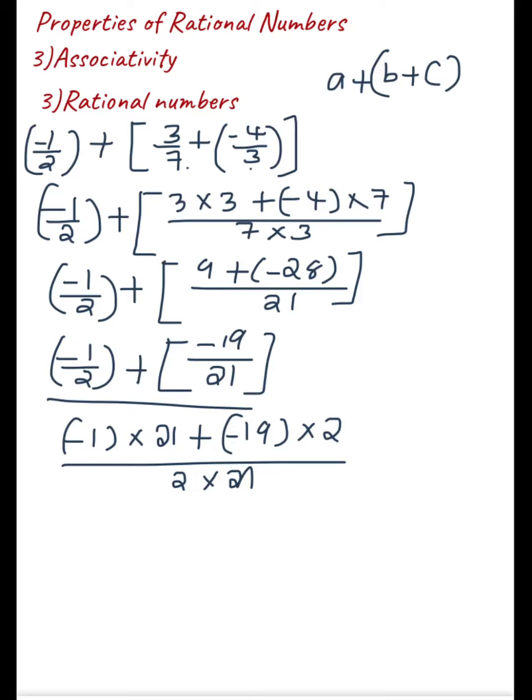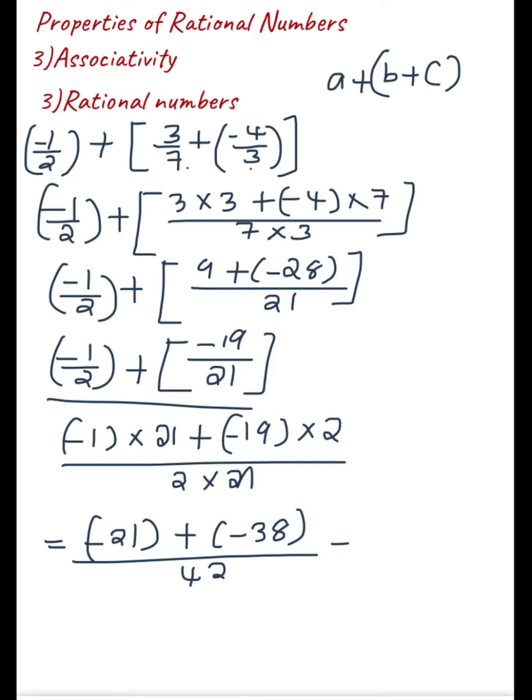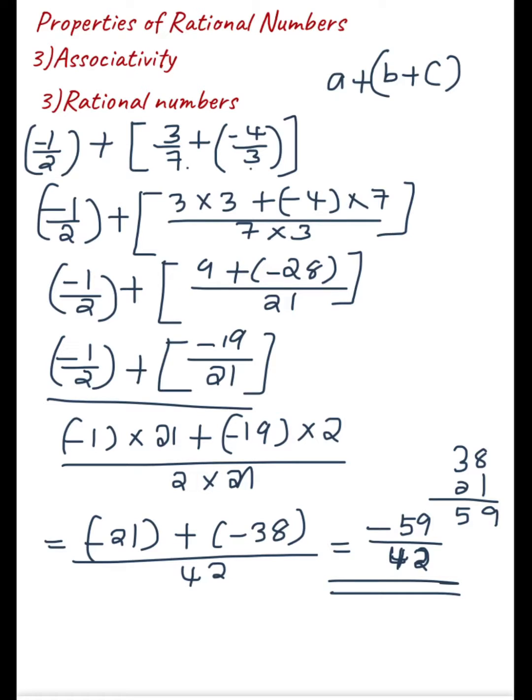What is minus 1 into 21? It's minus 21. Minus 21 plus 19 into 2, which is 38, so minus 38, divided by 2 into 21, which is 42. Now minus 21 plus minus 38 means you add them and put the negative sign. 38 plus 21 will give 59. So minus 59 by 42 will be our answer.